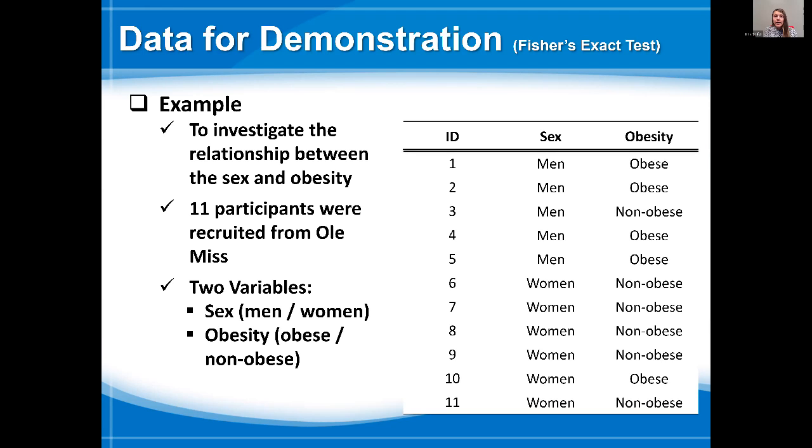So let's look at this example. The research question is to investigate the relationship between sex and obesity. We have recruited 11 participants from Ole Miss, and we have two variables. We have men and women, and some of them are considered obese and some of them non-obese. So we wonder if there is a relationship between sex and obesity.